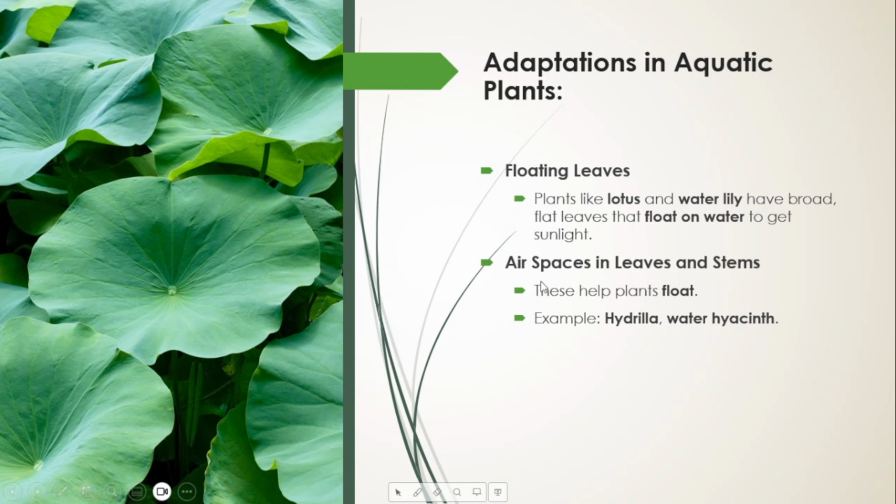Second, air spaces in leaves and stems. These air spaces in leaves and stems help plants float. Examples of plants that have air spaces in their leaves and stems are hydrilla and water hyacinth.